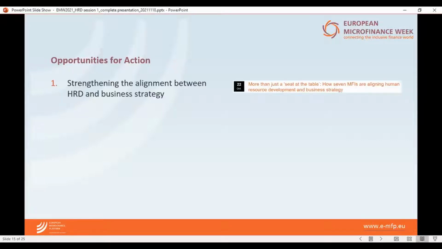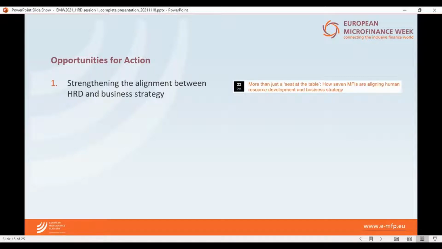The first one won't surprise you. It's strengthening the alignment between HR development and business strategy. The blog that explores this theme was published on October 22nd and focuses on specific actions that case study MFIs have taken to better align their HR practices with business strategy.